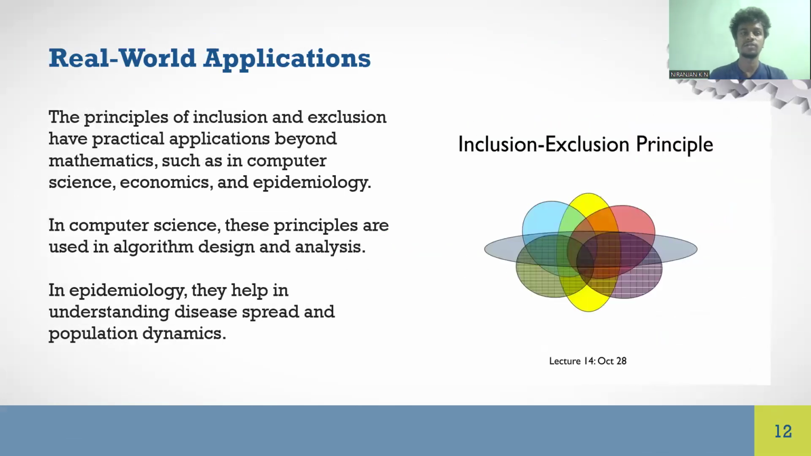So the real world applications of the inclusion and exclusion principle. They have practical applications beyond mathematics, such as in computer science, economics, and epidemiology. In computer science, these principles are used in algorithm design and analysis. In epidemiology, they help in understanding disease spread and population dynamics.